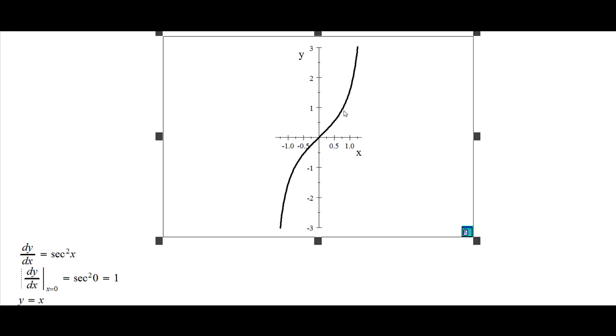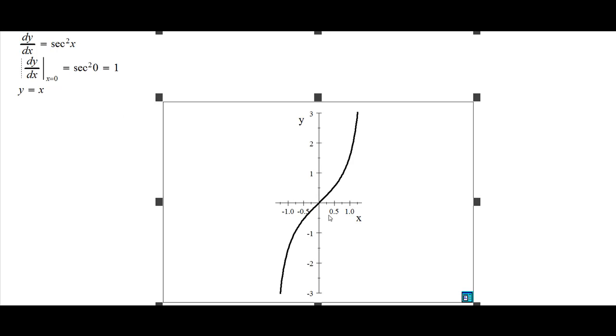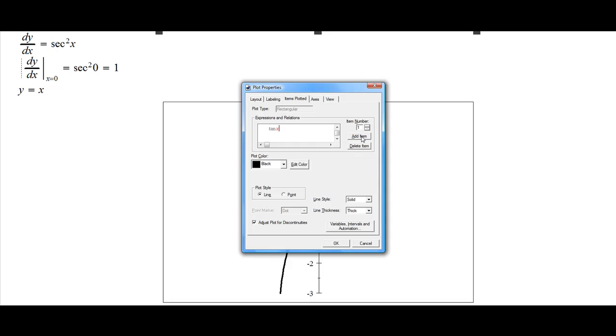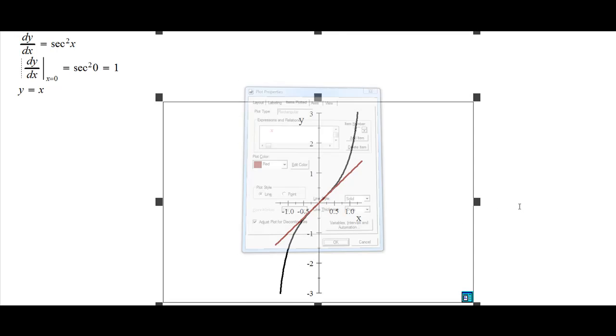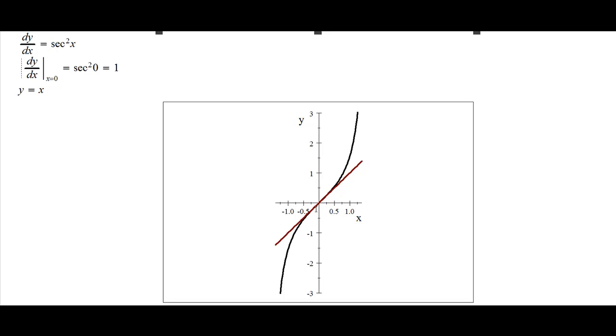So let's bring this graph down here and see how nicely y equals x approximates this graph near 0. Let's change colors a little bit. In the vicinity of (0, 0), you can see the graph of tangent x is well approximated by the graph of y equals x. By the time we get past about x equals 0.5, it starts to go away a little bit.